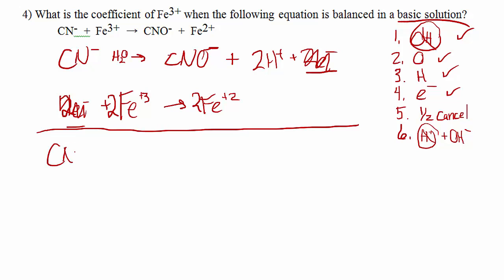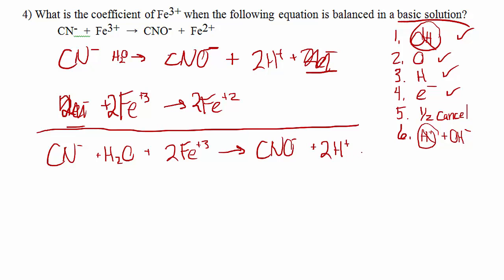So now I got CN minus plus H2O plus 2Fe plus 3 giving me CNO minus plus 2H pluses plus 2Fe plus 2. So I've done the first 4 steps. Now I did the 5th. I had the half reactions cancel out.